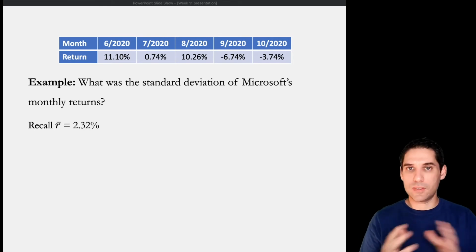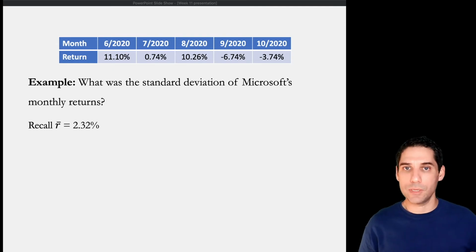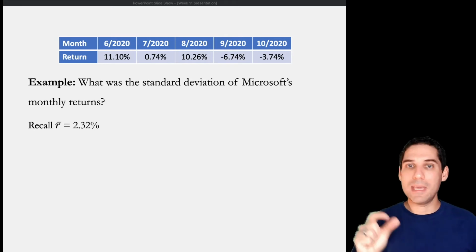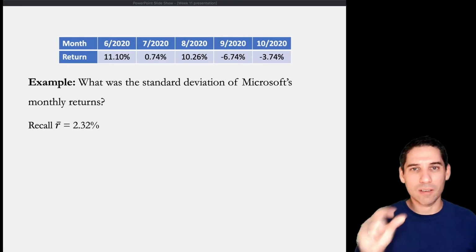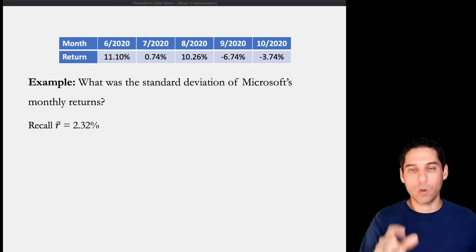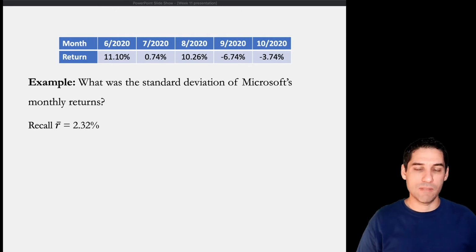So now if you look at this series of numbers, you can eyeball it and figure out that this is a pretty volatile series. If the returns were very close around the mean of 2.32, a little bit higher, a little bit lower, like 2.1, 2.5, 2.2, 2.4, then there wouldn't be much volatility, right? And this wouldn't be a risky stock, a risky investment. But here, the returns are all over the place.